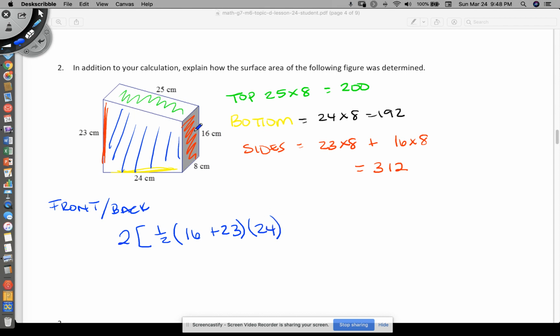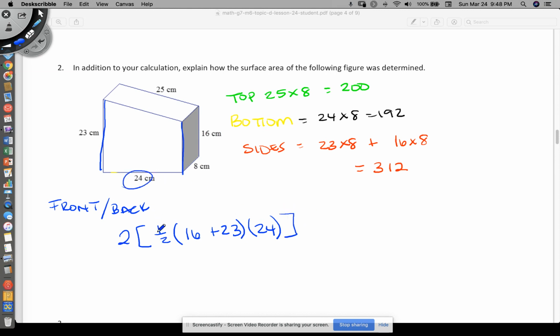So we're doing 16 plus the 23. So these two sides basically. You know what? Let me clean this up. Let me clean up my figure here. I got so much shading on, I don't want to confuse anybody. All right, let's try this again. So I'm going to do the 23 plus the 16 and then times that by the 24.